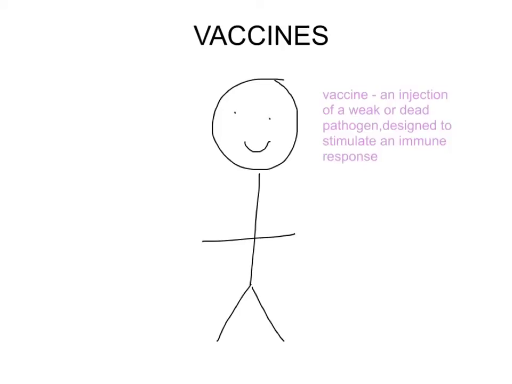So we've got here a picture of a guy and a definition of what a vaccine technically is. So it's an injection of a weak or dead pathogen designed to stimulate an immune response. So immune response means our sort of immune system. So our white blood cells that are involved in fighting against disease, it's designed to stimulate those. But we need to talk about some of the key words here, and one of them that I've mentioned in that definition is pathogen. So let's talk about what a pathogen actually is.